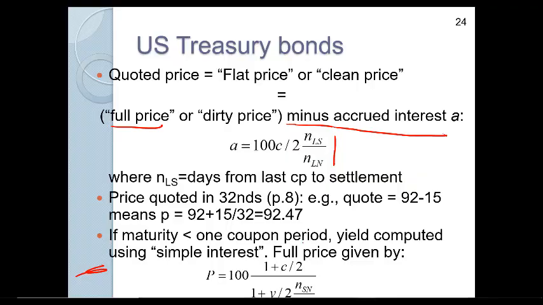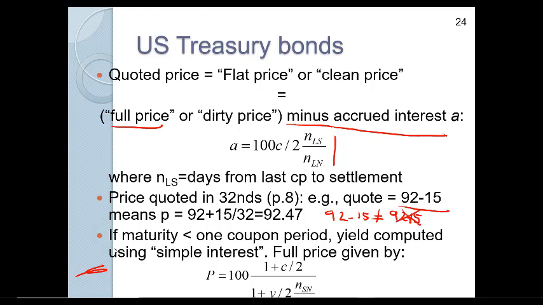Now, the second thing is bond prices are quoted like this. If you go and look online for the bond price, you're going to see it's 92-15. Know that what it means is that the price is going to be equal to 92 plus 15 over 32, basically 92.47. So be careful not to think that 92-15 is the same as 92.15. It's not this. There's not a dot.